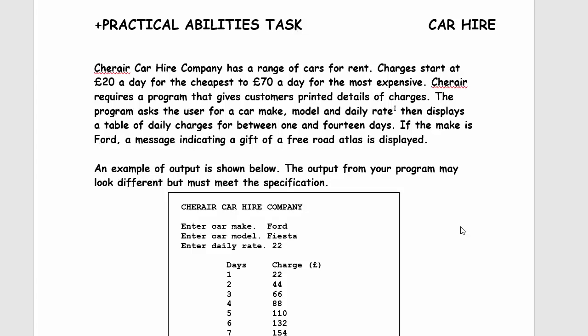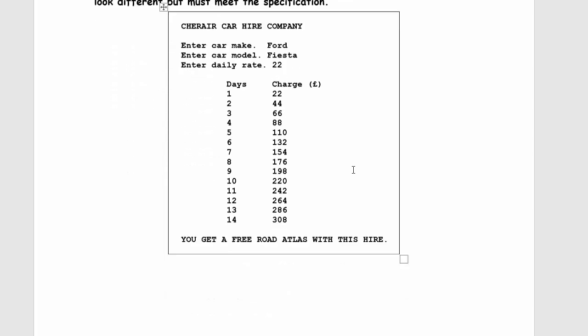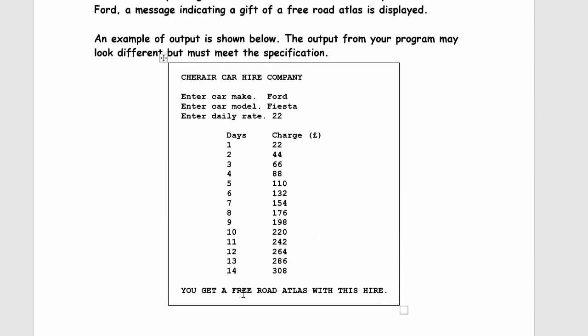So here's another wee program. It is called Car Hire. What this program's all about is basically asking you to hire a car. They range from £20 up to £70, and it's essentially just telling you how much it's going to be, the daily rate. Daily rate is just whole numbers in pounds, okay?